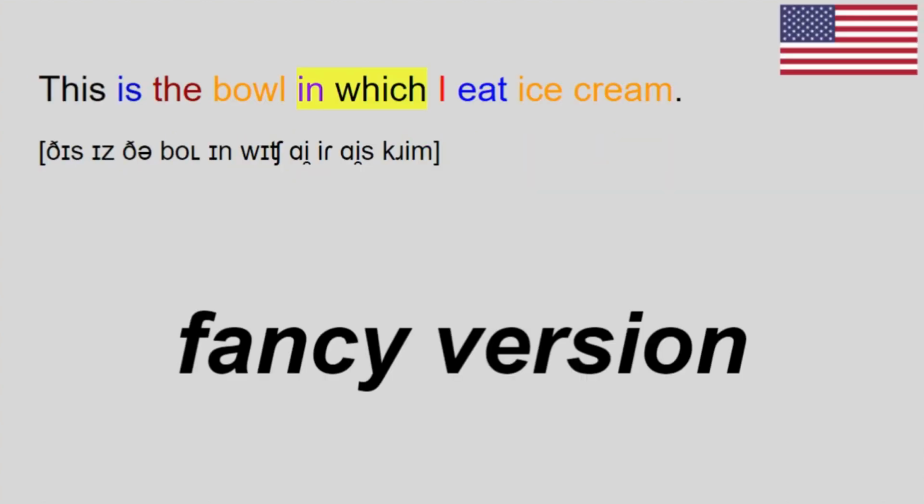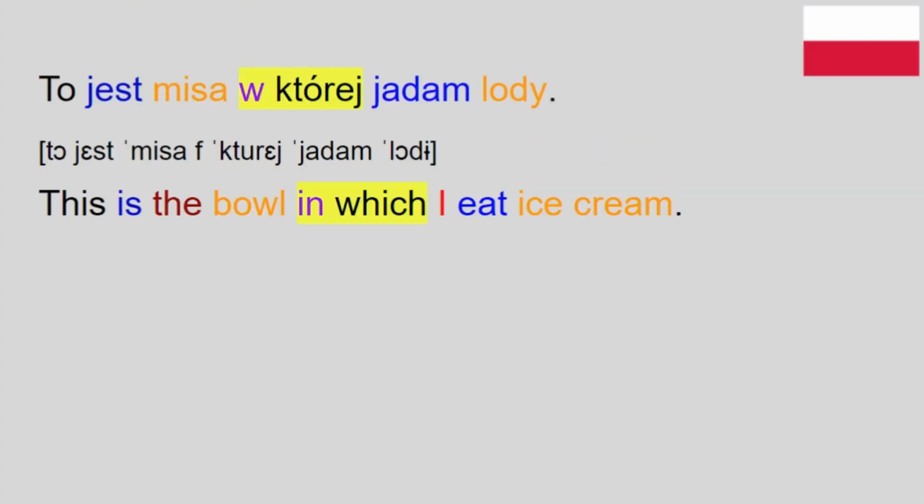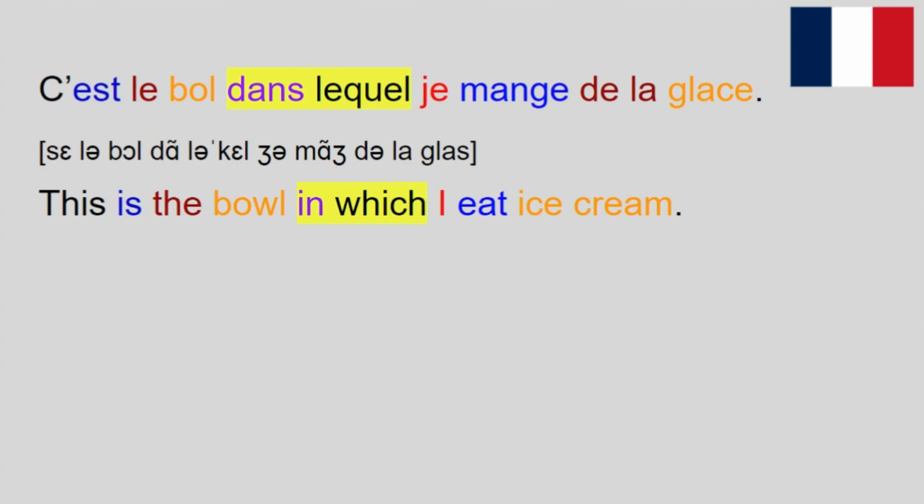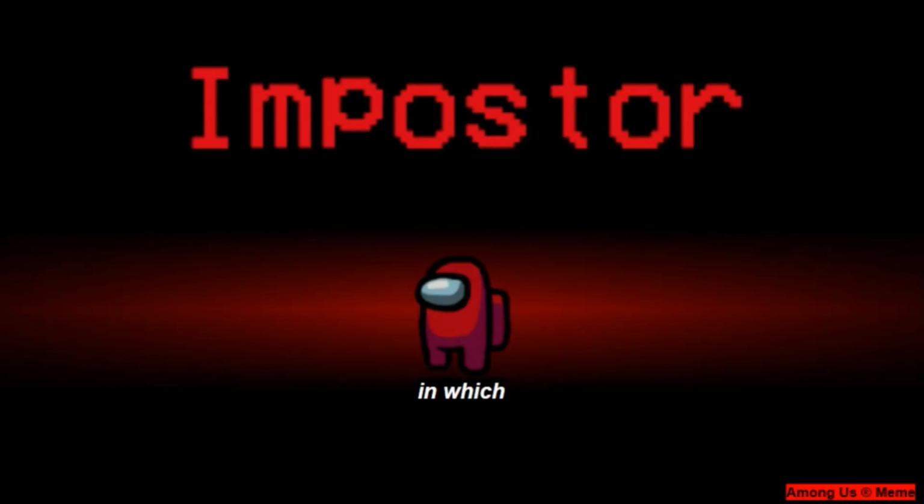This is the bowl in which I eat ice cream. In Polish, that's "to jest miejsce, w które jadam lody." Also notice the inflections on the conjunction które. And in French that's "c'est le bol dans lequel je mange de la glace." You might have noticed that that's not how we normally say it in English.